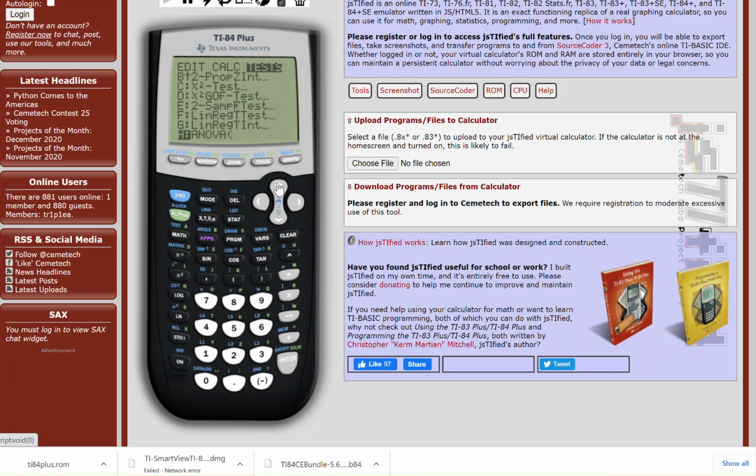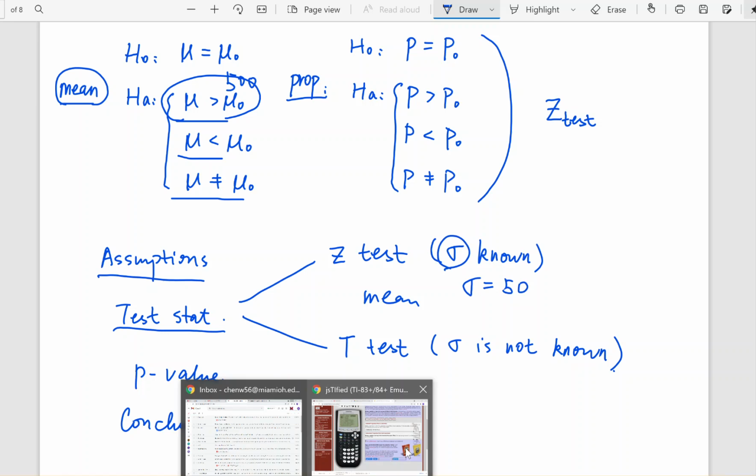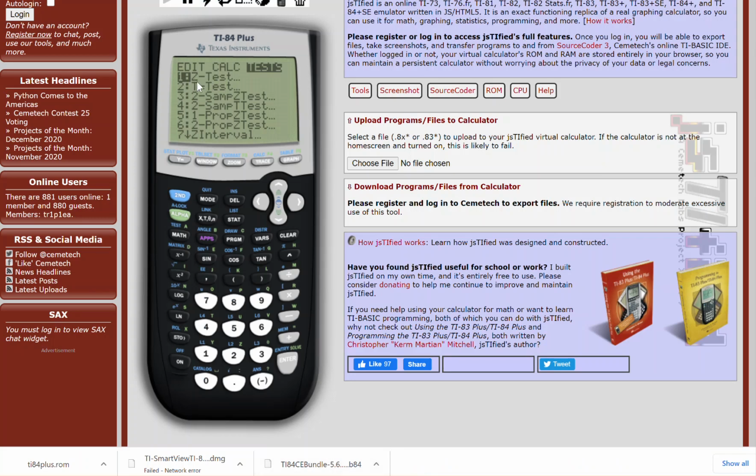Let's use the first one as an example. So let's say if you are testing about the population mean, for example, if you are testing about the mu is larger than 500, all right, and then we say the population standard deviation is given, so that, for example, your sigma is, let's say, 50. All right, and then actually you just need to input all these values into the calculator. So first we need to choose the z-test because the population standard deviation is given, right?